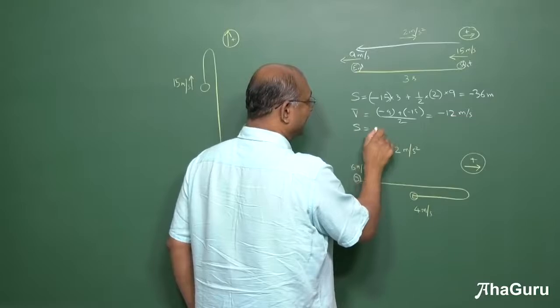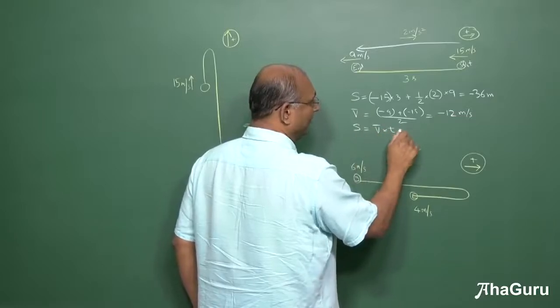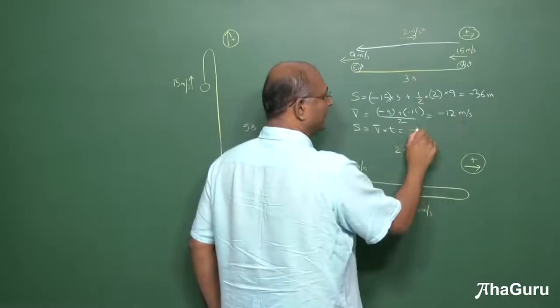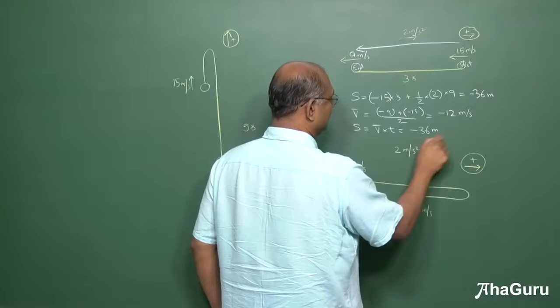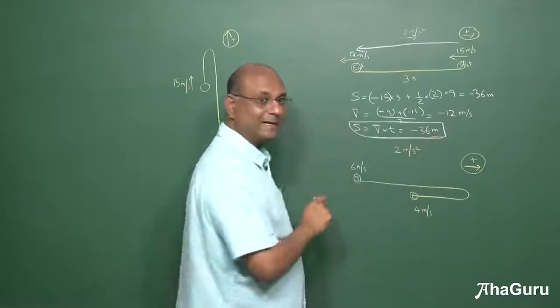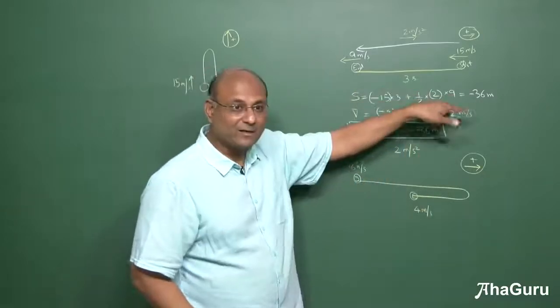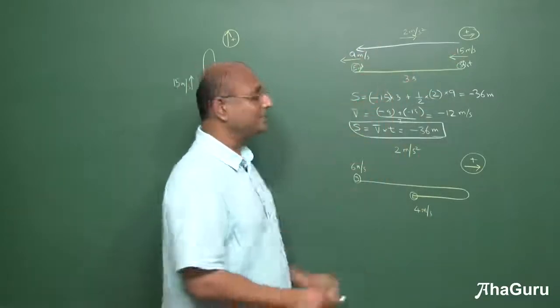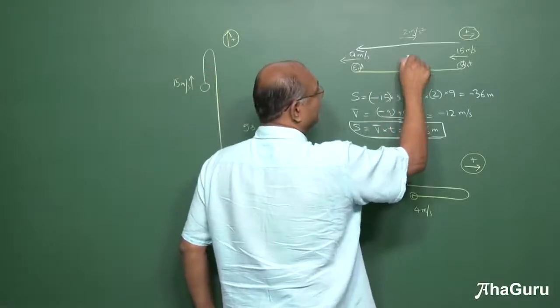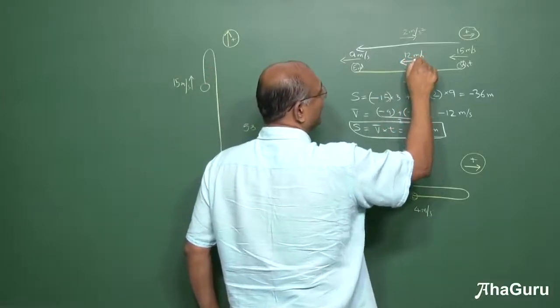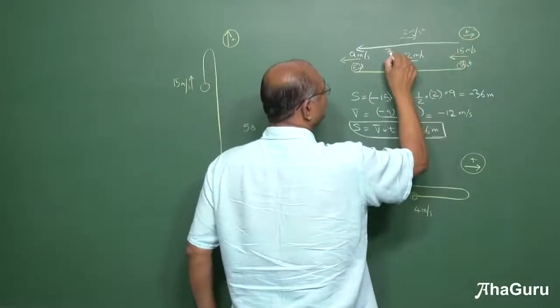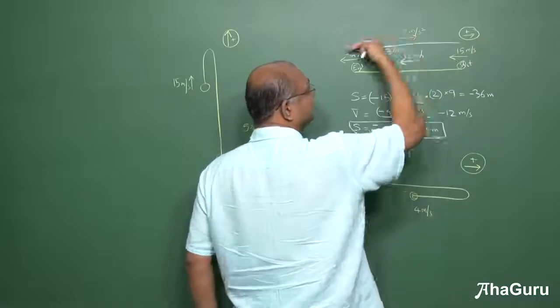So displacement is average velocity into time, minus 12 into 3, minus 36 meters. Can you see that? It matches with that. You can do average velocity. Average velocity will be this way, 12 meters per second. 12 into 3, 36. So displacement is 36 meters in this direction.